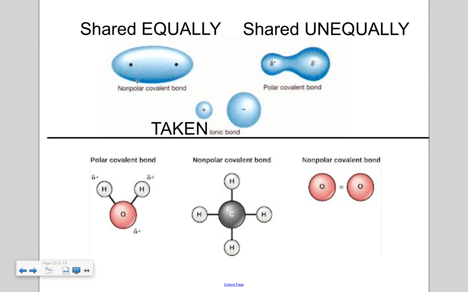Now, when you share things equally, you don't get a charged region. Okay? When you share them unequally, now you have a negative charge and a positive charge, basically a tiny little magnet. With ionic bonds, remember, we're taking electrons, or we are transferring electrons. So here's water. I can cut this molecule in half right here and get a positive end and a negative end. This over here with carbon and hydrogen, I can't cut this molecule in any way to get a positive end or a negative end, and same here, because they're sharing these electrons equally.